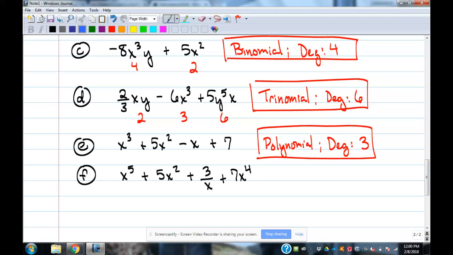Has division by what? By a variable. That's the key thing. It's not just that it has division, but it's division by a variable there. And we can't do that for it to be a polynomial. So this right here throws it out of even being a polynomial. So this is not a polynomial.